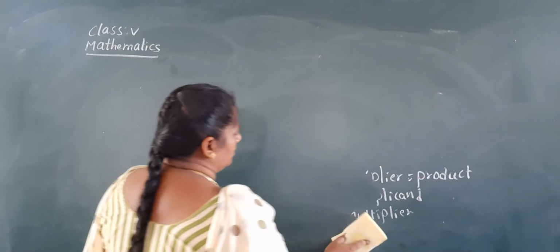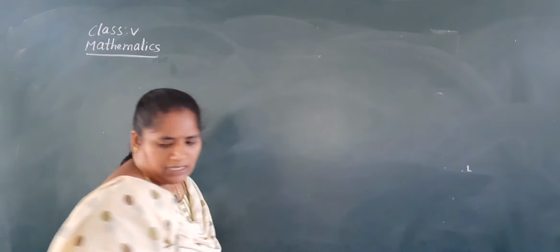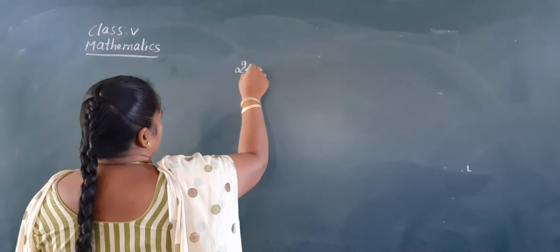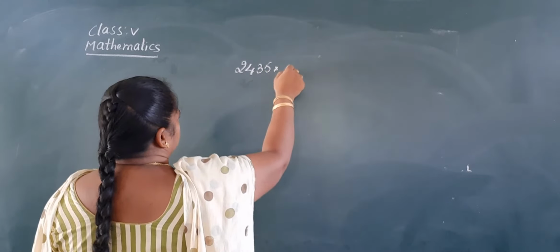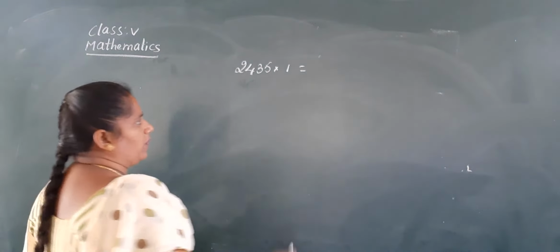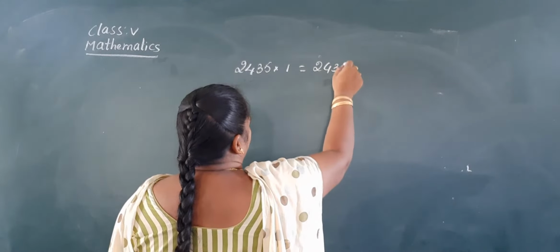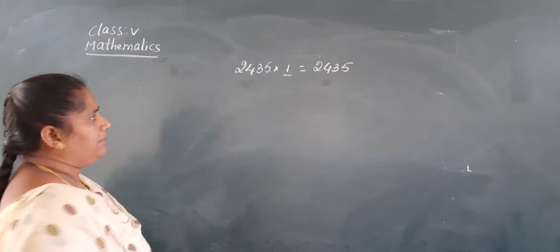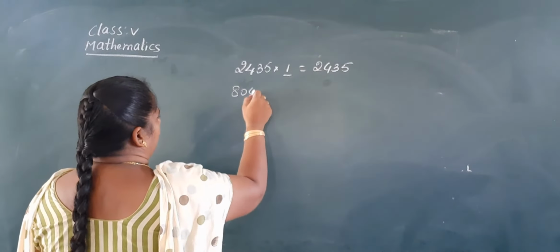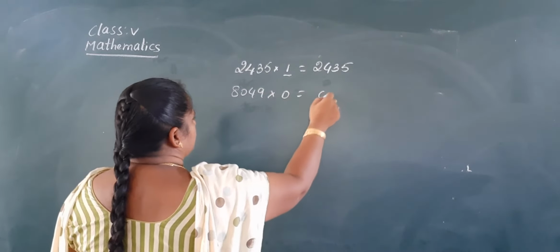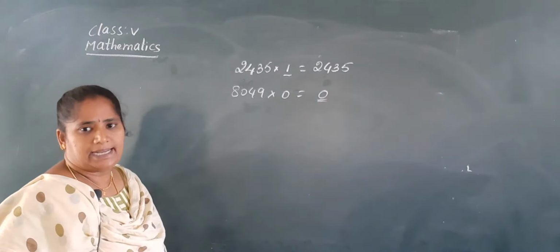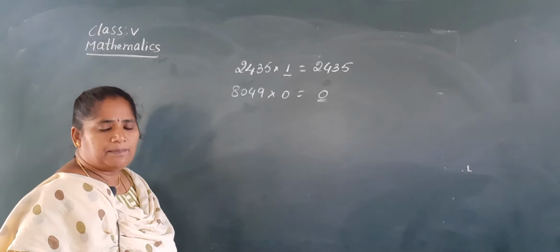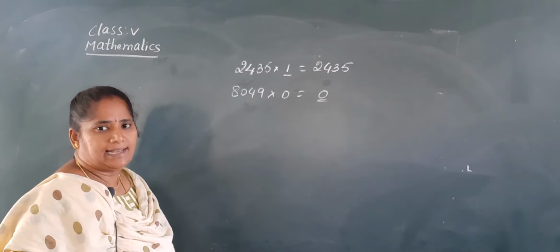And now next, multiplication facts. If a number is multiplied by 1, suppose see ma, 2435 into 1. If a number is multiplied by 1, we get that same number only. So here 1 is called the multiplicative identity. Okay, ma? If a number is multiplied by 0, we get 0 only. So any number multiplied by 0, we get 0 only.